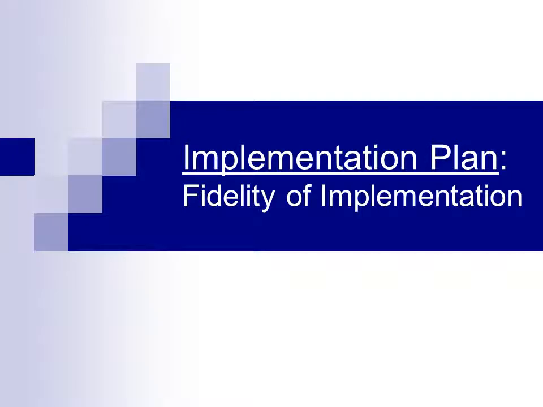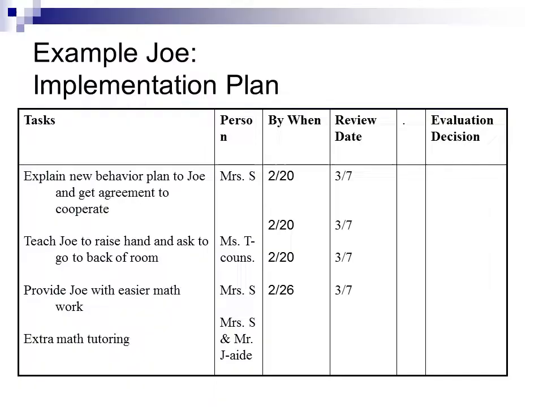Let's take a look at the plan for implementing intervention. This is just an example of an implementation plan. So you have the tasks in one column, the person or people who are responsible for the implementation in another column, and then you have a target date, and then you have a date at which you're going to review, and then a date by which you're going to evaluate the outcome. A simple sheet like this can be very effective to making sure that you stay on track for implementation.